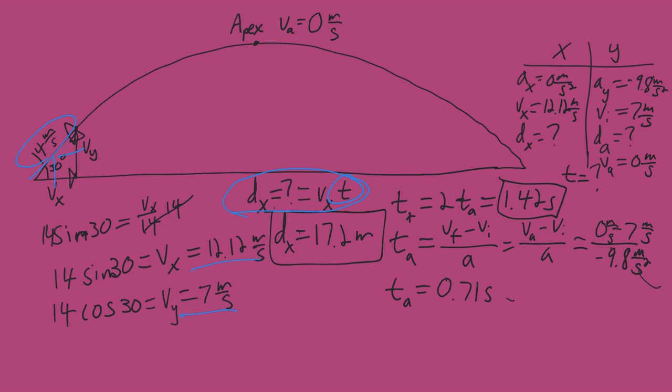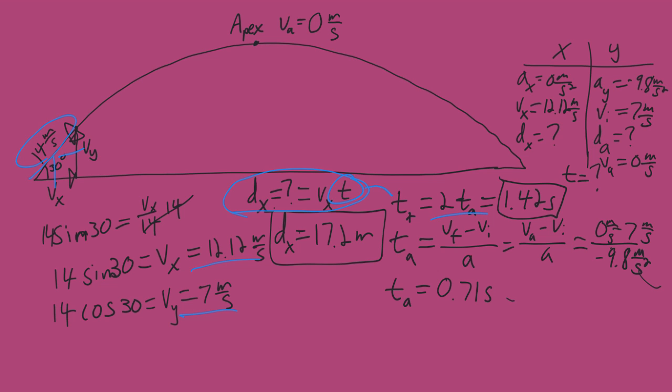So we are going to notice that the total time, which is what we want to plug in here, is equal to 2 times the time to the apex. It's double that time. If time up is time down, those two things are equal. So the total time is twice the time up.